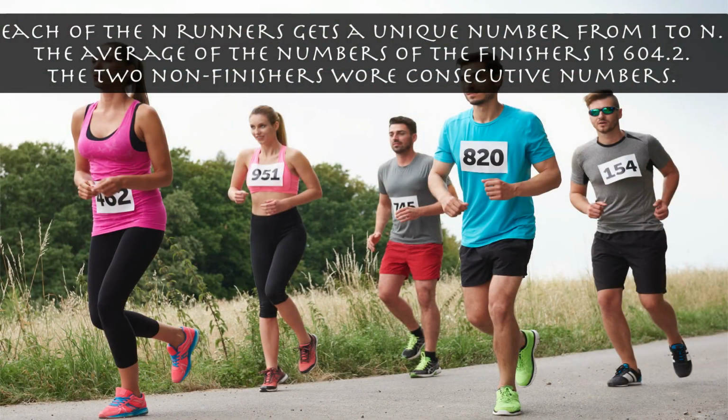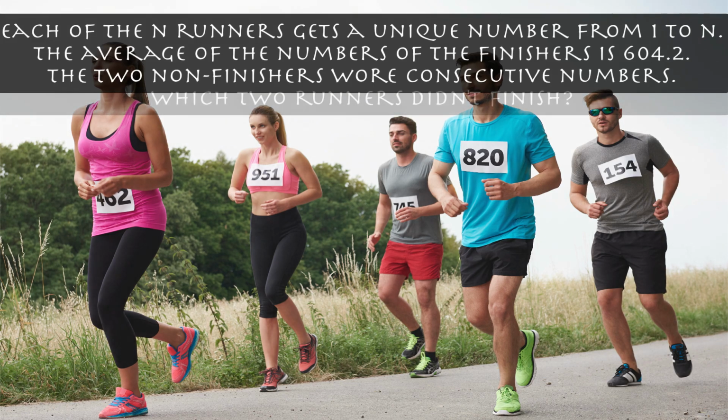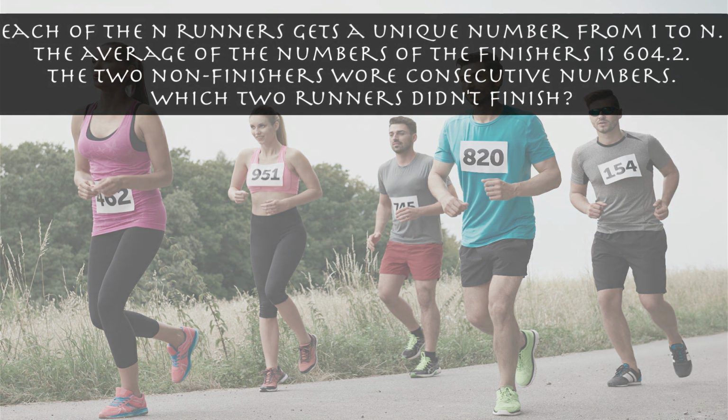So here's 5 of the many runners in our race. And I know it looks more like 5 people posing for a picture pretending to be runners, not actual runners, but play along. Pretend these are 5 of the runners in our race. If, for example, this dude in blue wearing 820 was one of the non-finishers, that means the other non-finisher either wore 819 or 821. You get the point. The question is just which 2 runners didn't finish.